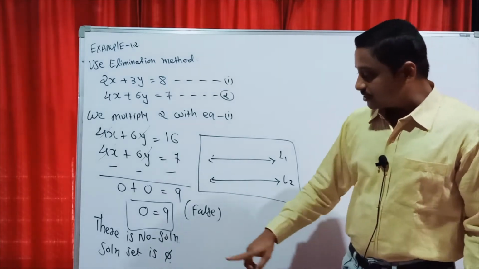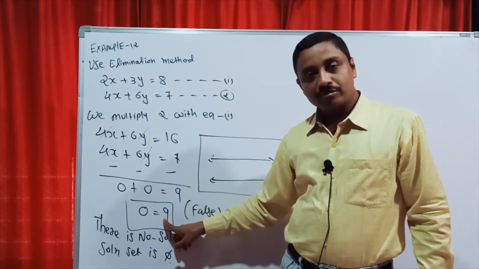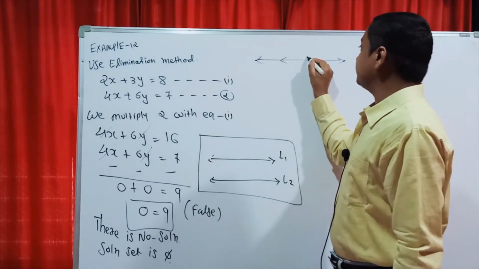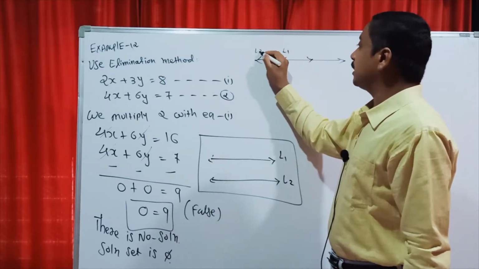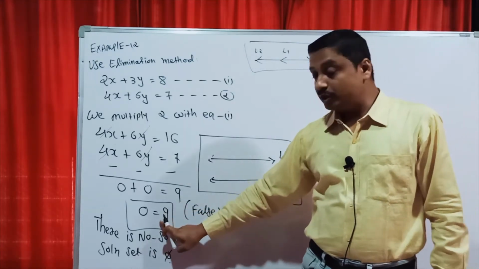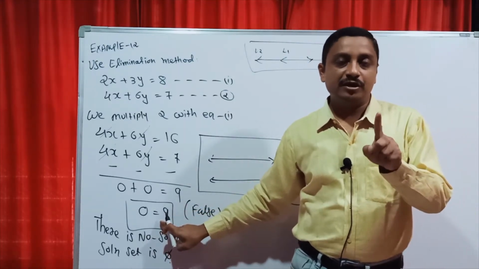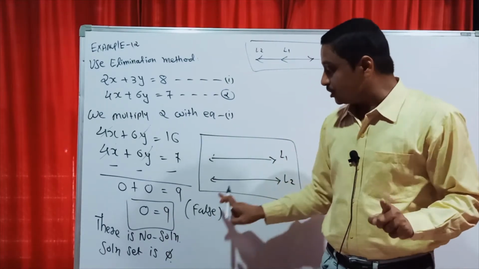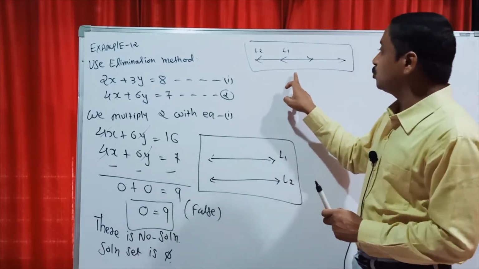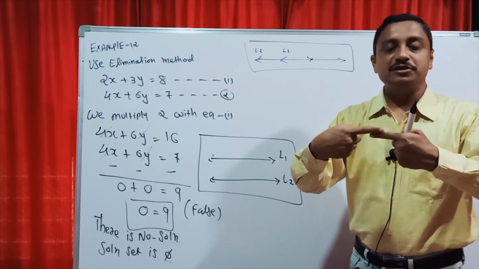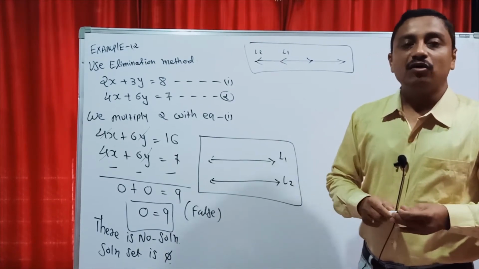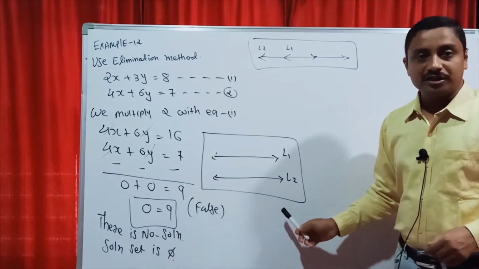But if this equation comes out true, then your answer is the coincident line, line L1 and line L2 in this way. If you get a false statement, then you just have parallel lines. And if you get a true statement, then you have coincident overlapping lines. Between 1 and 2, both are overlapping and they create only one line. So that is over for this numerical.